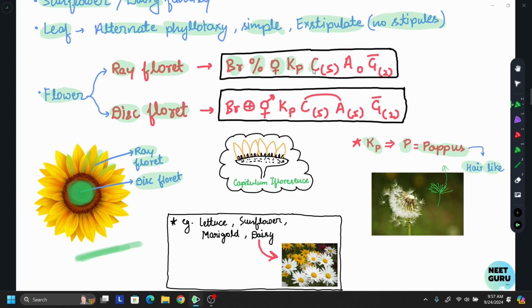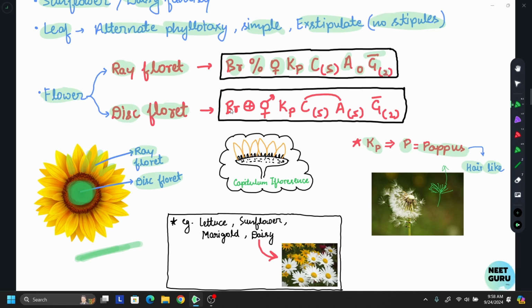Okay, now corolla or petals are 5 and they are fused to each other. Androecium is 0, obviously, because ray floret is only female flowers. There is no male flower, and androecium is the male sex organ. So if there is only female flower, there will be no male sex organ. That's why androecium is 0. The gynoecium has an inferior ovary, and two carpels are present, which are joined to each other.